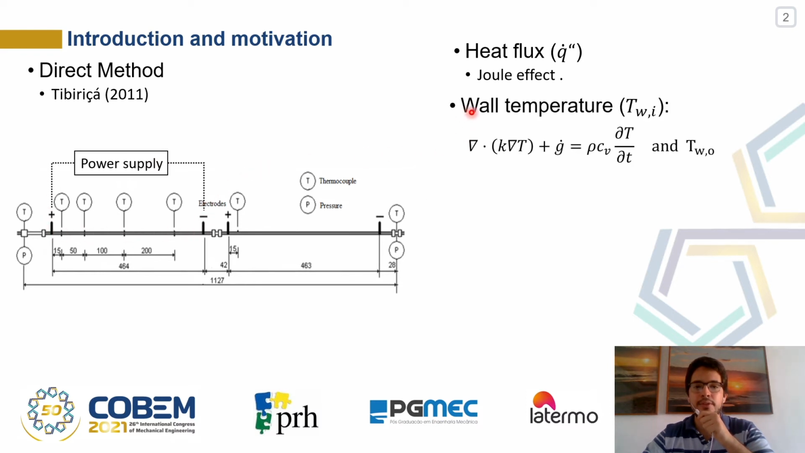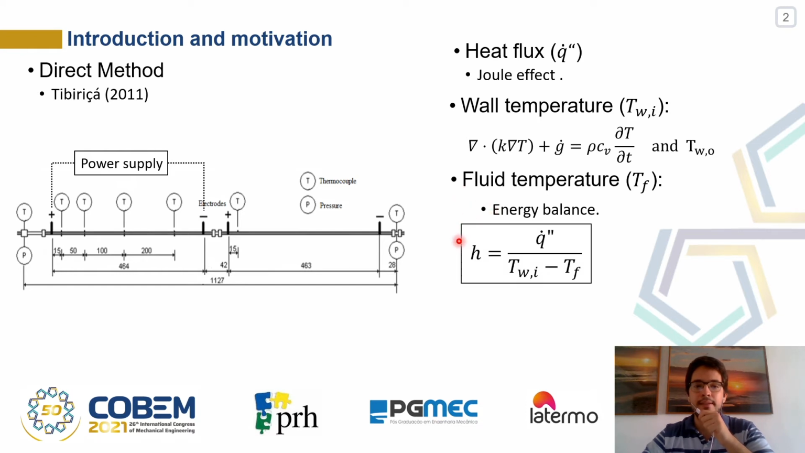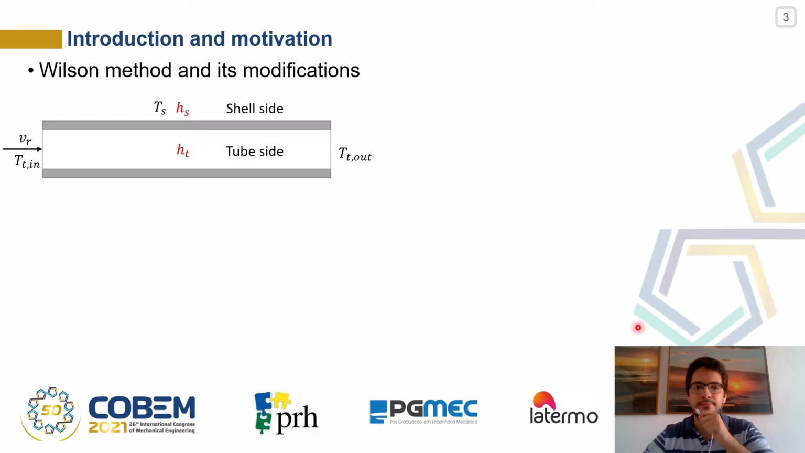The inner surface temperature was estimated by solving the heat diffusion equation, and the outer surface temperature was measured by thermocouples. The fluid temperature was estimated from an energy balance along the main flow. Then, the heat transfer coefficient could be calculated. Uncertainties of the order of 23% were reported for this method.